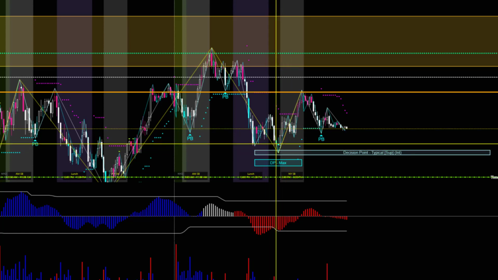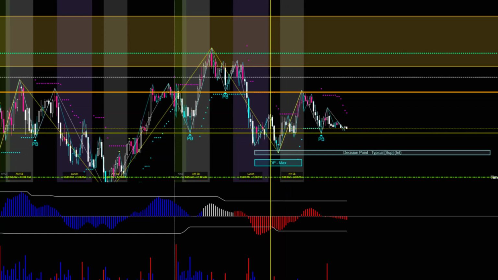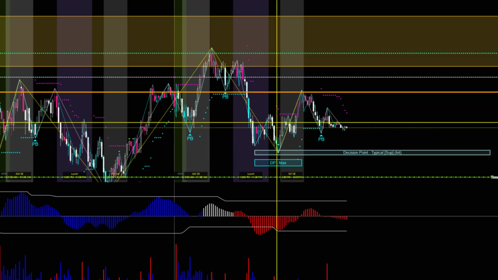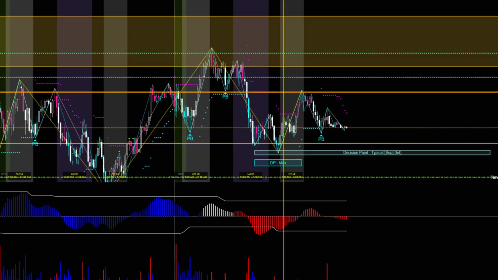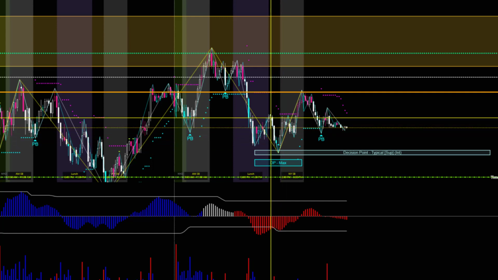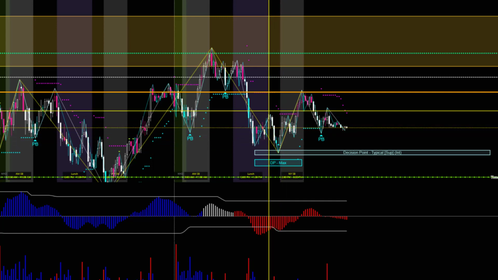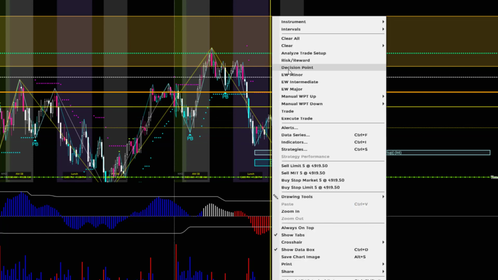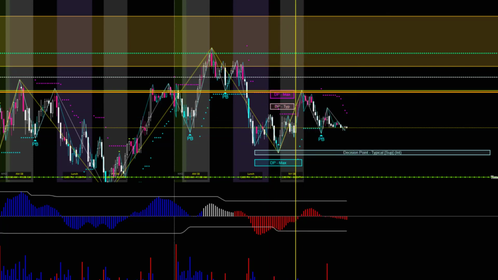So that's good. Now the next thing I want to figure out is, if I got long off of this decision point, where would I look for my target to be? Well, it's pretty simple. I go back to this most recent high pivot, right click there and hit decision point. And look, it gives me 2 of them.